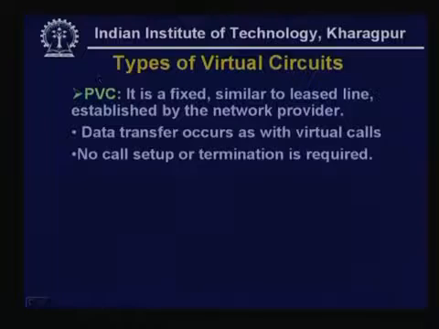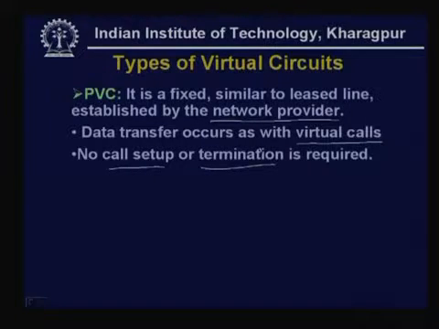Similarly, in here also, that permanent virtual circuit is fixed, similar to a leased line, established by the network provider. So the network provider is responsible for establishing this link, providing this link, and data transfer occurs with virtual calls. Packet transfers take place one after the other, and there is no need to have call setup or termination in case of this type of permanent virtual circuit.